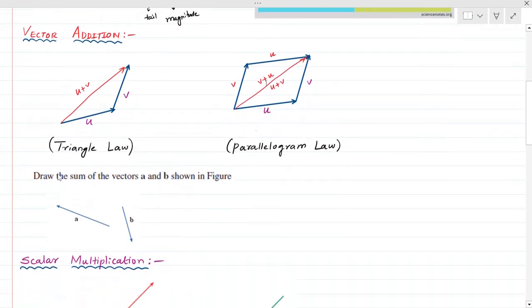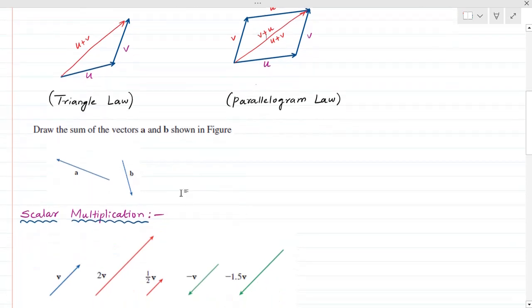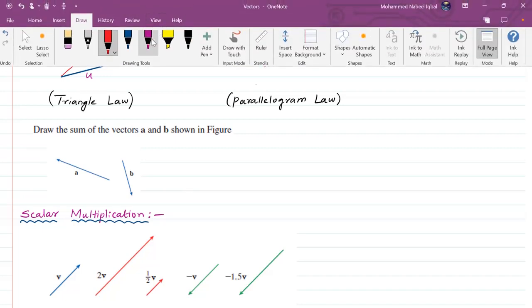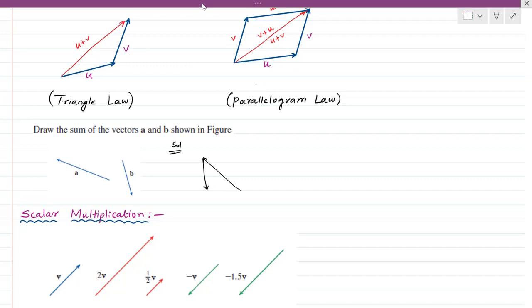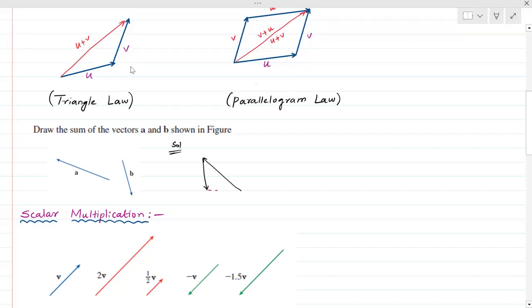So here is the example. Draw the sum of the vectors A and B as shown in the figure. These are the two given vectors, and I have to draw the sum of these two vectors. The solution is as follows. First of all, this is the B vector, and this is the A vector. By using the triangle, I will complete the triangle here. This is B and this is A, and this one is A plus B, by using the triangle law.